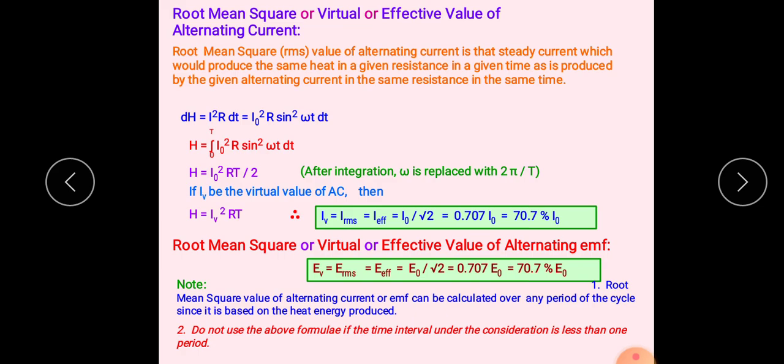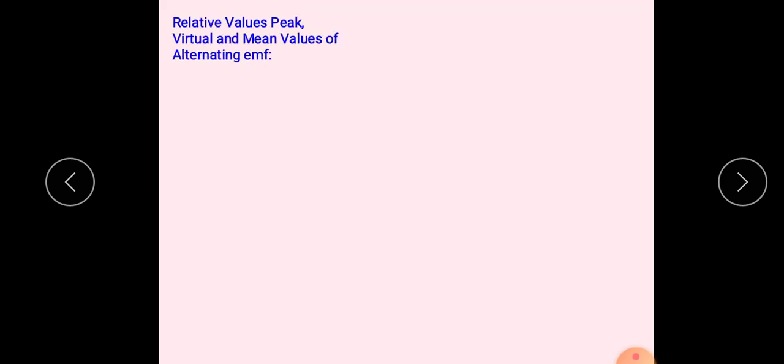Now, the mean square value of alternating current or EMF can be calculated over any period of the cycle, since it is based on the heat energy produced. The root mean square value of alternating current or EMF can be calculated over any period of the cycle. And do not use the above formula if the time interval under consideration is less than 1 period, because these calculations are for one time period duration.